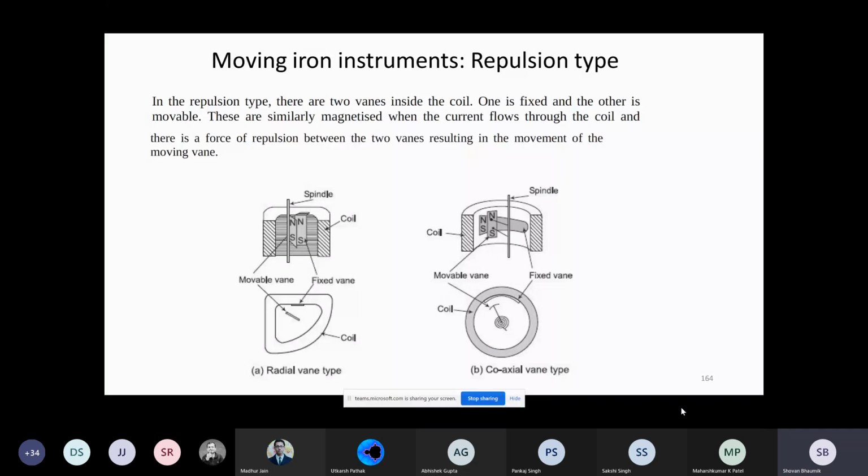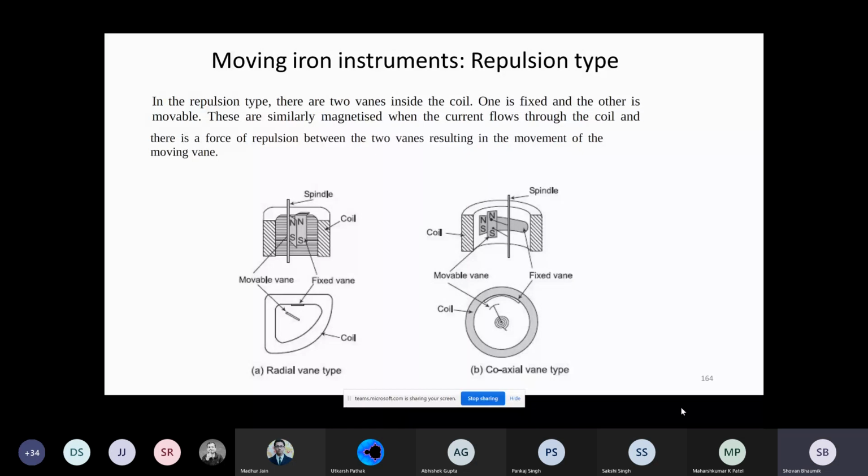As the deflecting force comes, they will get a repulsive force. As the repulsive force comes, the fixed vane cannot move, but the movable vane is free to move. So the movable vane starts moving over the spindle, and the spindle is attached to the moving vane, so the spindle moves. There are spiral springs on the top and bottom.